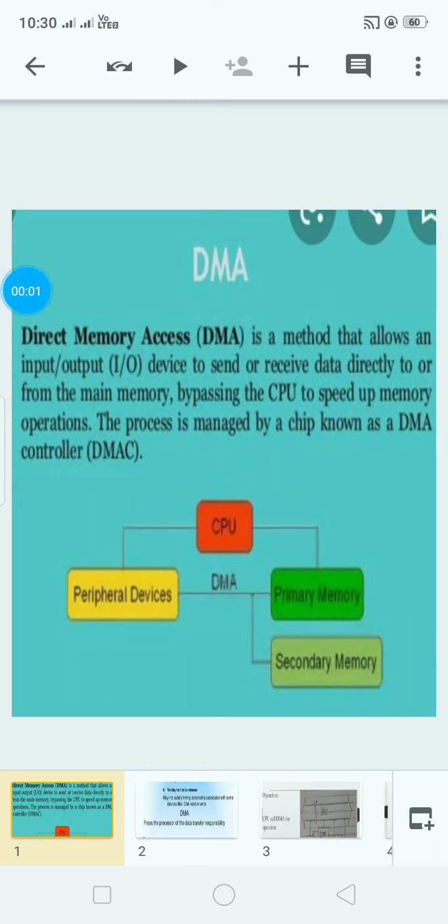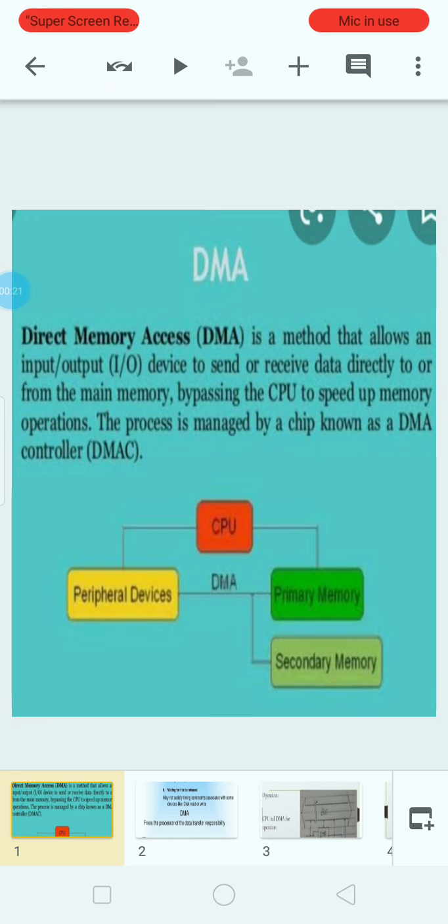Hello students, today we are going to learn a new chapter, that is the functional hardware parts of a PC. And our new topic is DMA. It stands for Direct Memory Access.